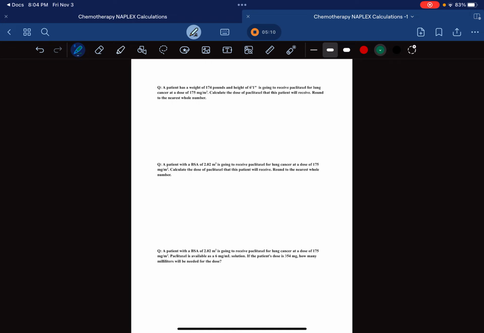Next, it's the same question, but sort of jumbled up. You just have to know the formula and then apply it. In this case, we have 174 pounds and 6 feet and 1 inch. We've also been given a value for paclitaxel, 175 milligrams per meter squared, and we've been asked the dose. What's the dose?